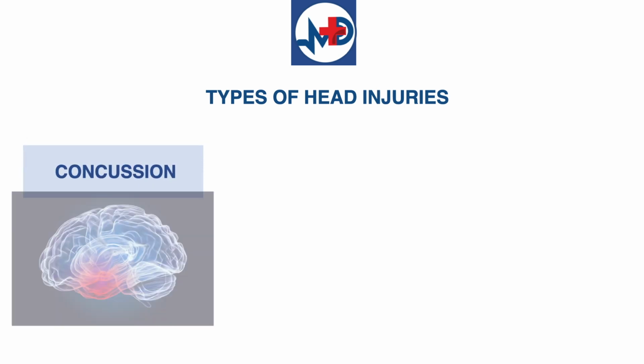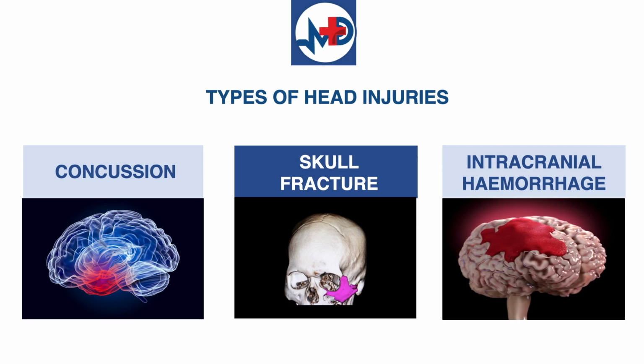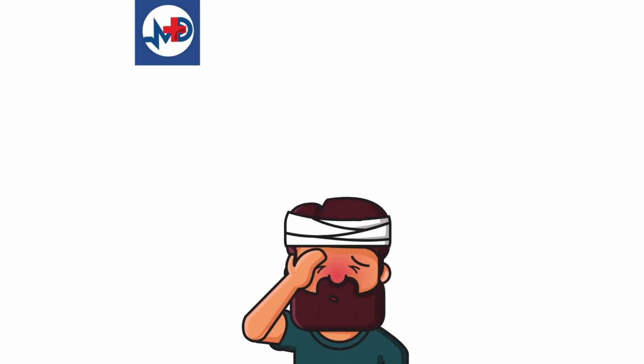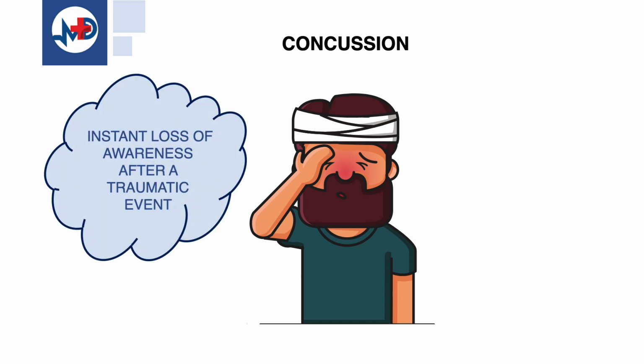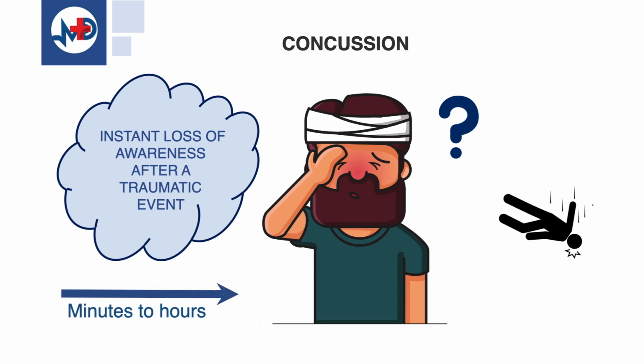Head injuries are divided into concussion, skull fracture, and intracerebral hemorrhage. We'll be looking into this one by one. Starting with concussion. A concussion is an injury to the head area that may cause instant loss of awareness or alertness for a few minutes up to a few hours after the traumatic event.